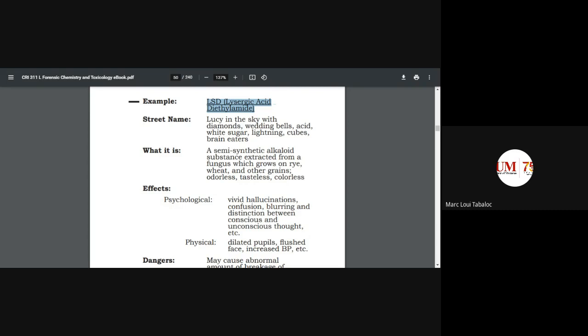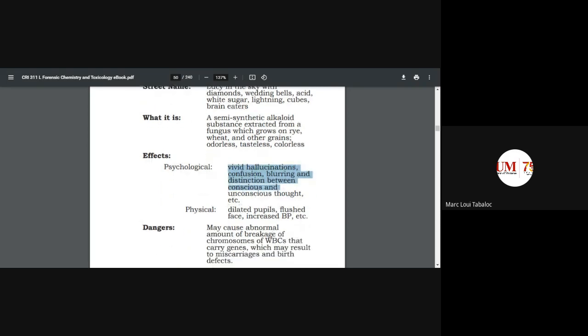Okay, so this is a synthetic dangerous drug, of course, alkaloid in nature, na kung saan ang main ingredient nito is yung fungus coming from other grains such as wheat or rye. Yan. So, anong epekto ng LSD? Basically, cocaine and ecstasy times 10 or 100. Yan. Vivid hallucinations, confusion, blurring of vision, and of course, consciousness, extreme consciousness and unconsciousness.